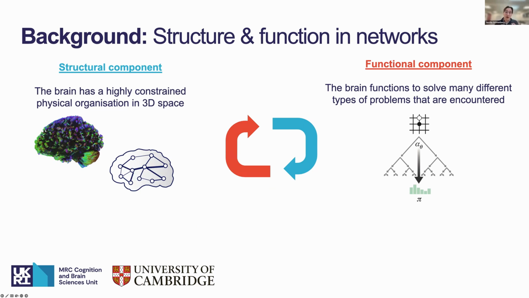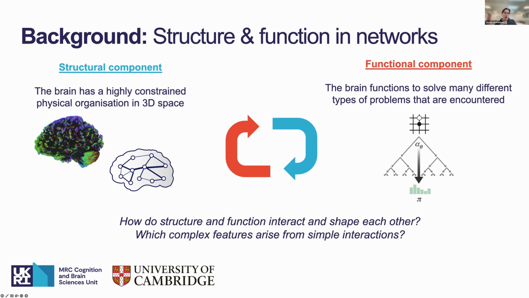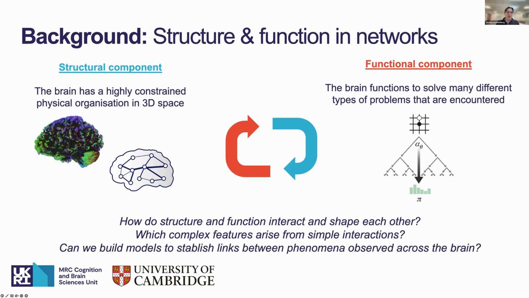And the reason why we think this would be really cool is that we hope we can use this to observe how structure and function interact with each other and shape each other. We could see which complex features arise from just simple structure-function interactions. So are there brain features which you observe across brains, which shape our understanding of what brains really look like, which arise from this very simple structure-function interaction? And lastly, we wanted to see whether we can build a model which can show these links, but also help us understand these links in more detail. So this is what we set out to do. This is the background to our project, if you want.